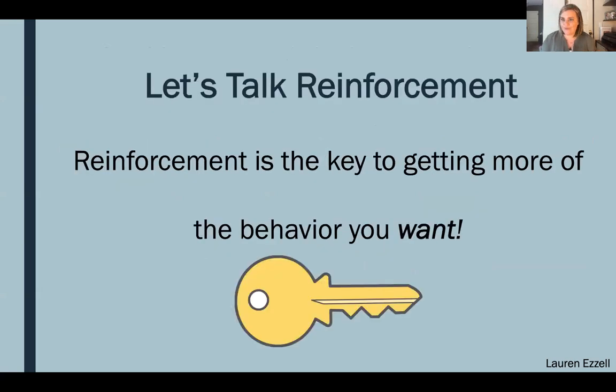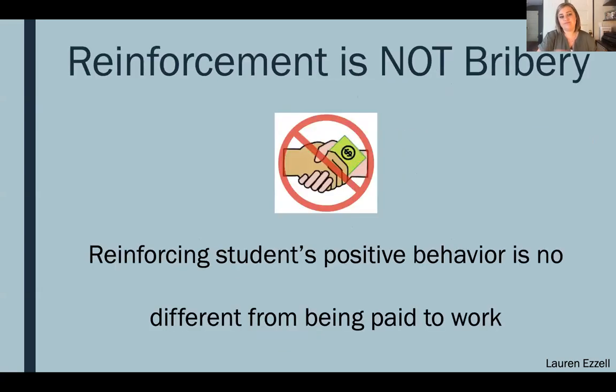Now, let's talk reinforcement. Reinforcement is the key to getting more of the behavior you want. This is what you want to see more of, and the way to see more of it is to reinforce it. The most common thing I hear is that reinforcement is bribery. Everybody says, I don't want to bribe them, I shouldn't have to give them bribes. You're right. You should reinforce. Reinforcement is not bribery, okay?